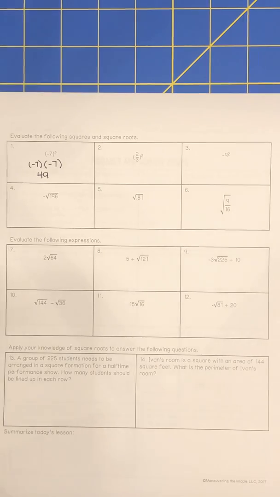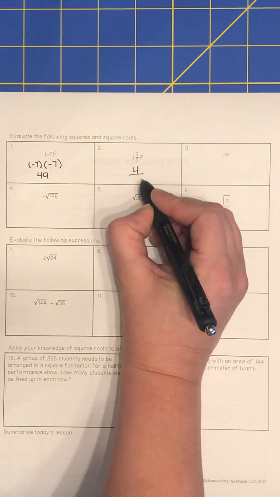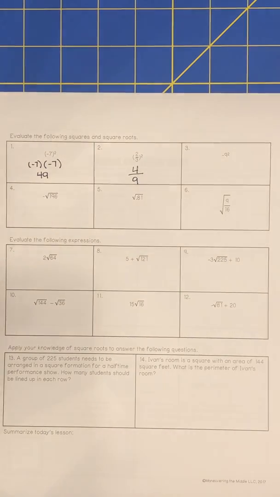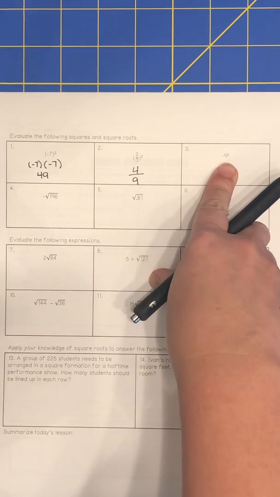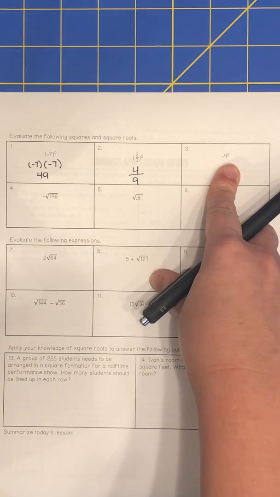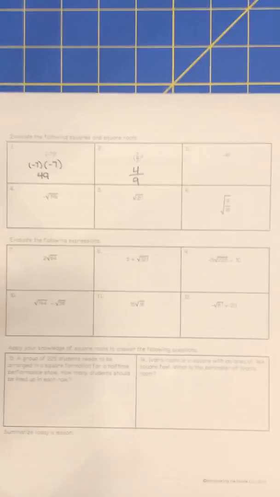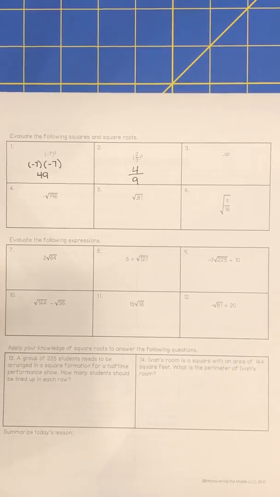All right, so hopefully you had time to do this one. So 2 squared is 4, and 3 squared is 9, so that gives us a new fraction of 4/9. Now, on number 3, you're going to see that it's a -9, but this number's not in parentheses. We remember from before that if our base number, -9, is not in parentheses and it's a negative number, then our answer is going to be negative.